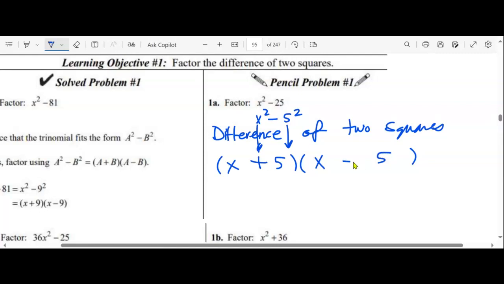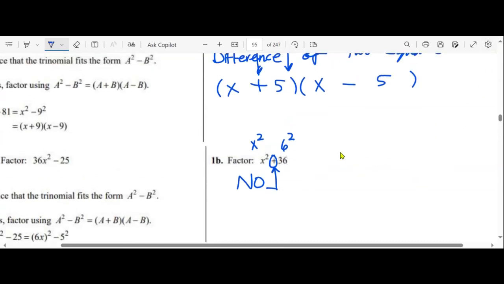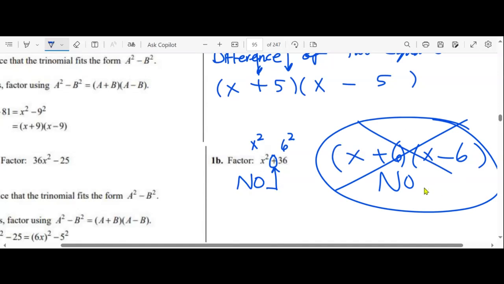Okay, next one. 36 is what? 6 squared, and x squared. Is this a difference of squares? The answer is no. Why? Because there is no difference here. It's addition. Clear or not clear? So can you say x, 6 and 6, plus or minus? The answer is no. You cannot do this. It has to be negative.